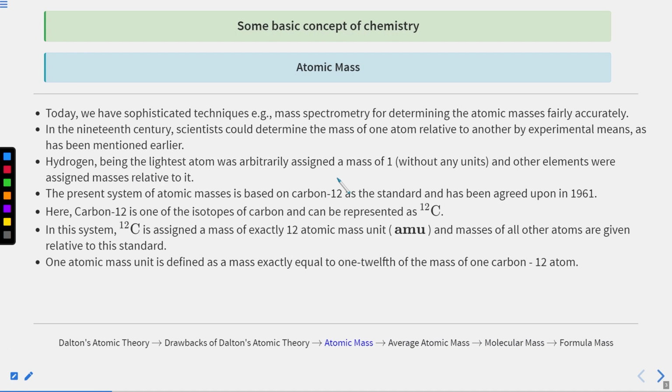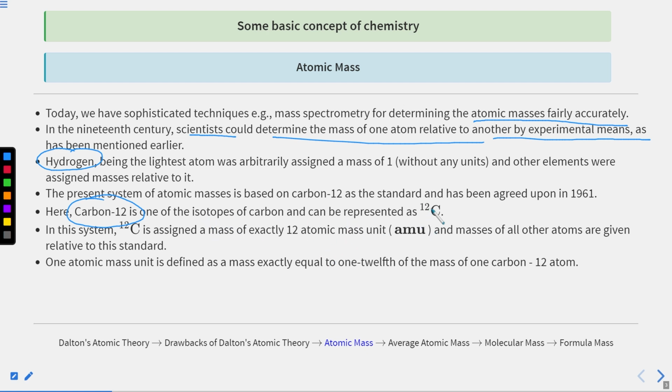Now, after that, atomic mass was defined. Today we have sophisticated techniques, for example mass spectrometry, for determining atomic mass more accurately. In the 19th century, scientists could determine the mass of an atom only in relation to a standard. In that process, hydrogen was first taken and used as the standard. Then it was changed to oxygen. But in the present system, the carbon-12 atom is considered the standard for determining relative atomic mass.